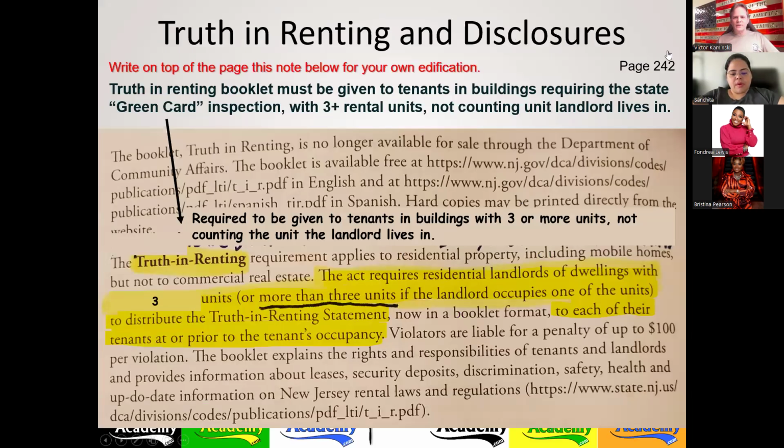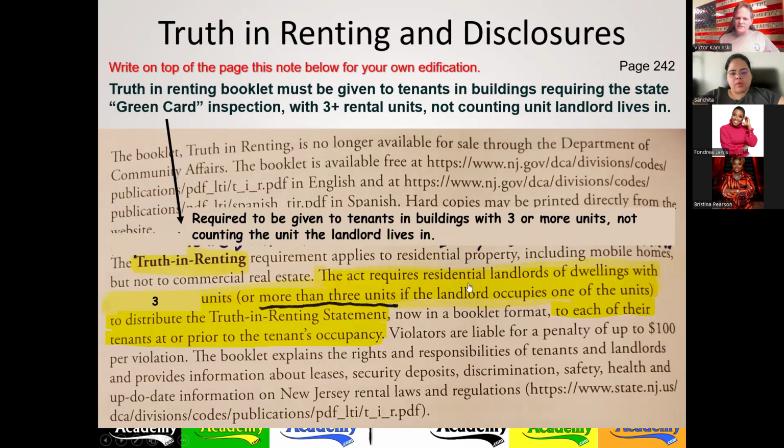So here's where in the book you would highlight the Truth in Renting. I just highlighted the words Truth in Renting and wrote over here, required to be given to tenants in buildings with 3 or more units. Okay. You could just stop it right there, or you could add in there, not counting the unit the landlord lives in. Or you could just highlight this.